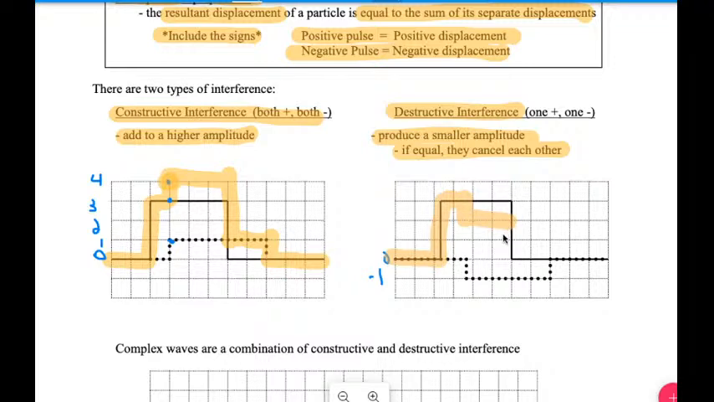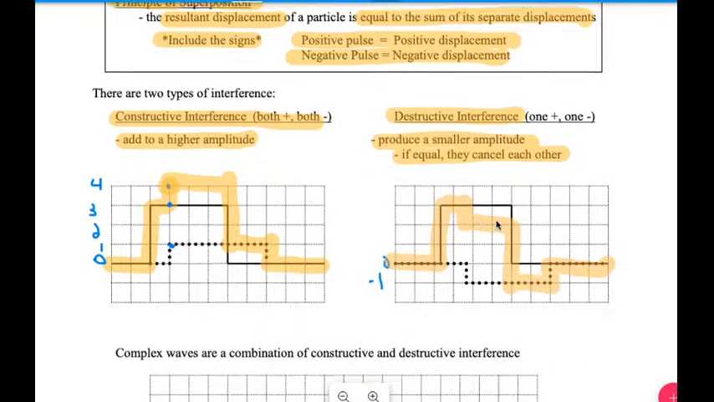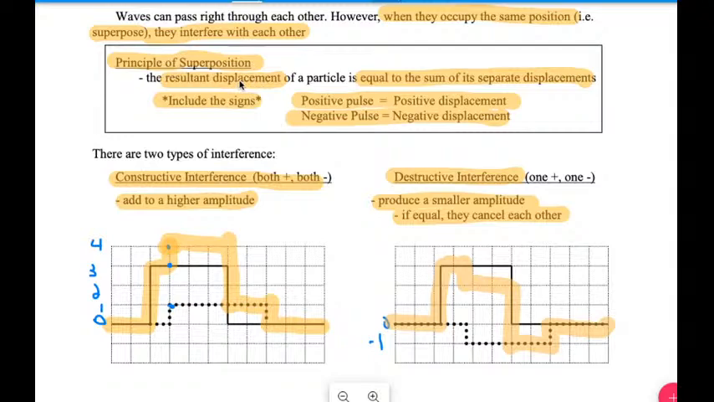So now we're going from 3 to 0. 0 minus 1. We have -1 at this point. -1 continues until we have 0 plus 0. And we're finishing off at 0. So that highlighted is our net or resultant displacement.